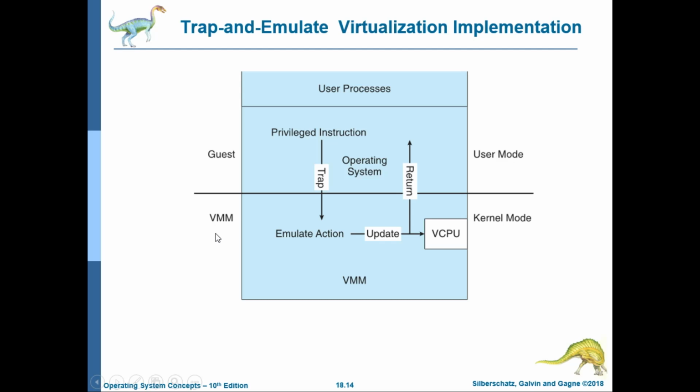And then we have our virtual machine manager, which runs in the kernel mode of the host operating system. So for example, the guest operating system, of course, has its own user processes. And then there is a privileged instruction that wants to use the kernel. So it will send a trap, and then the VMM will emulate the action, and then it will update the virtual CPU, and then it will return. It depends upon the request of the privileged instruction.